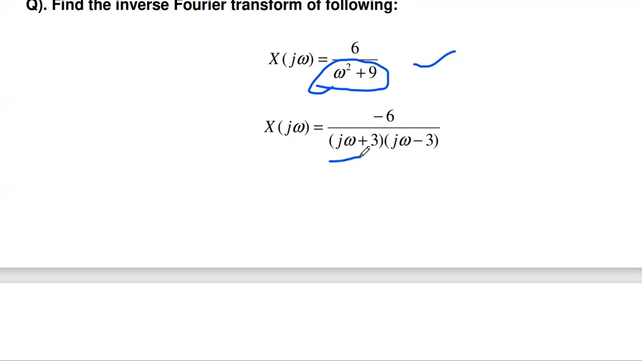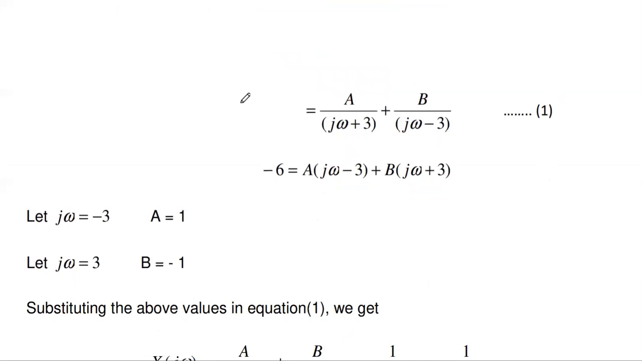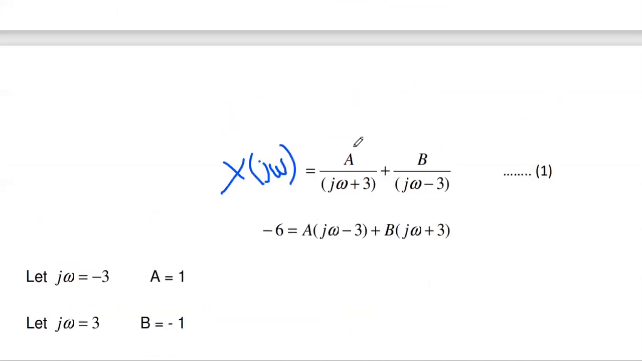Here j omega is a variable. j omega combined we have to take as a Fourier variable. In Laplace transform, instead of this j omega, there will be s. S is a variable. Here in Fourier transform, completely j into omega you have to take as a variable. So first you factorize. And after factorizing, in partial fraction expansion, we have to write the above equation like this.